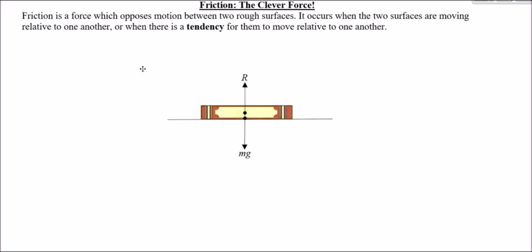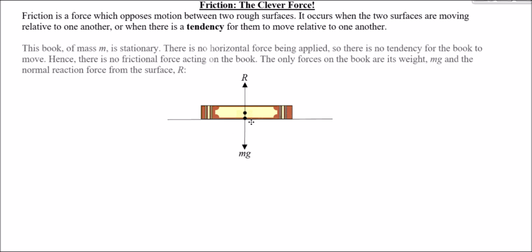So here's an object. This here is a diagram of a book. Acting downwards is its weight, mg. Acting up is the normal reaction force provided from this surface upon the book. So like I'm saying, this book of mass m is stationary. There's no horizontal force being applied, so there's no tendency for this book to move. Hence, there's no frictional force acting on the book whatsoever. The only forces acting on the book, as you can see, are its weight, mg, and the normal reaction force from the surface, which is R.